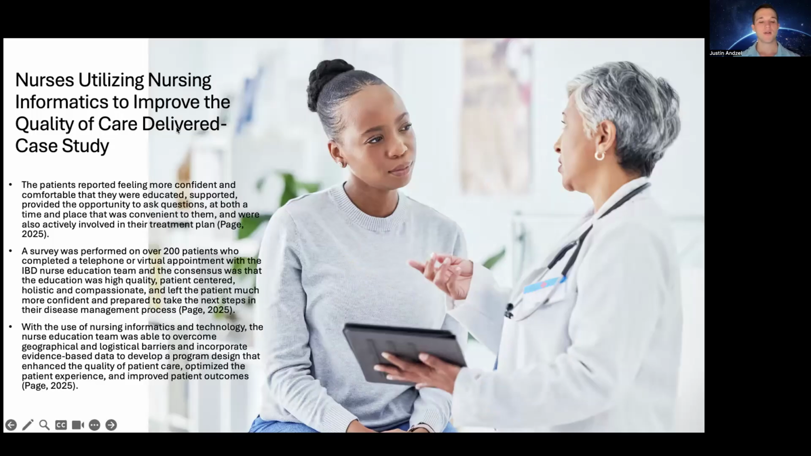Case study continued. The patients reported feeling more confident and comfortable that they were educated, supported, and provided the opportunity to ask questions at both a time and place that was convenient to them, and were also actively involved in their treatment plan. A survey was performed on over 200 patients who completed a telephone or virtual appointment with the IBD nurse education team, and the consensus was that the education was high quality, patient-centered, holistic, and compassionate, and left the patient much more confident and prepared to take the next steps in their disease management process.